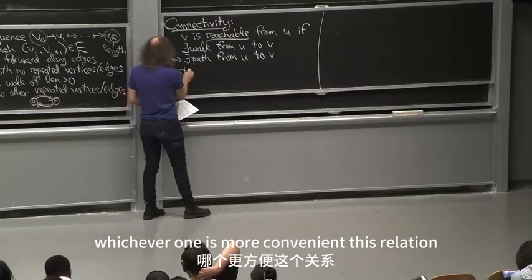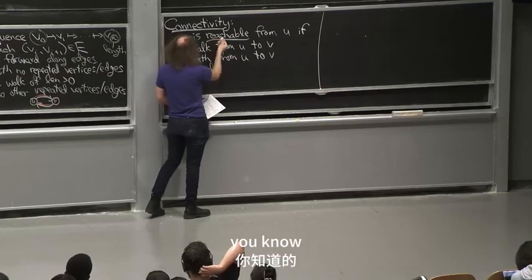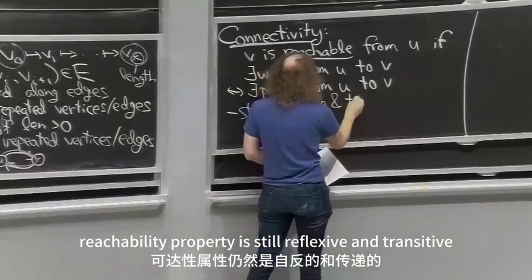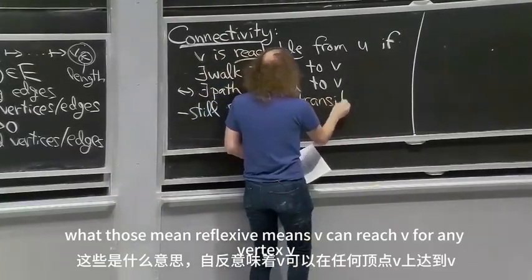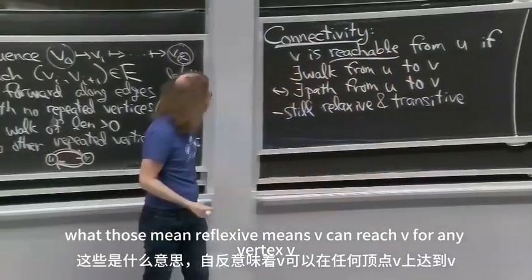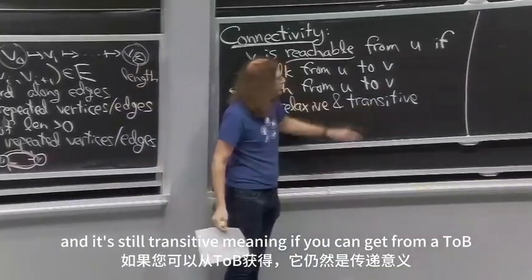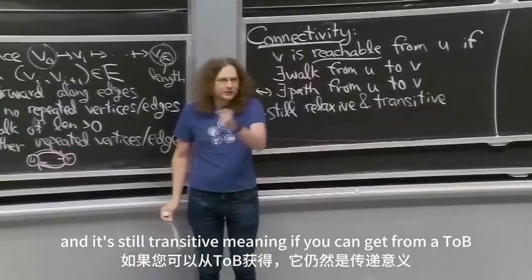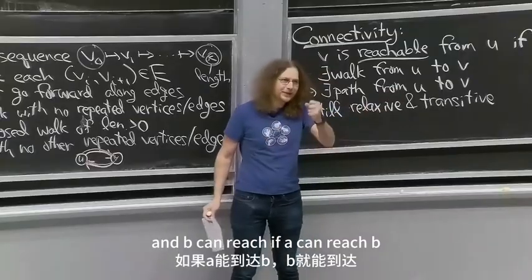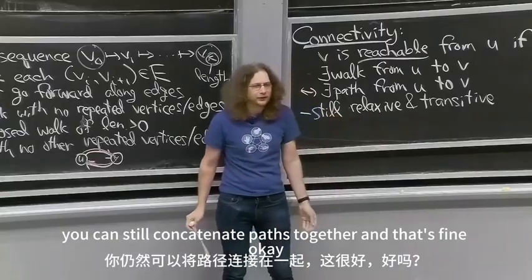This reachability property is still reflexive and transitive. Remind you what those mean. Reflexive means v can reach v for any vertex v. You can always get to yourself. You just don't do anything. And it's still transitive, meaning if a can reach b and b can reach c, then a can reach c. You can still concatenate paths together, and that's fine.